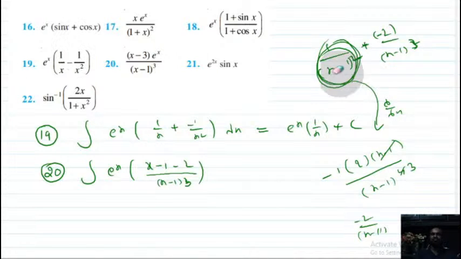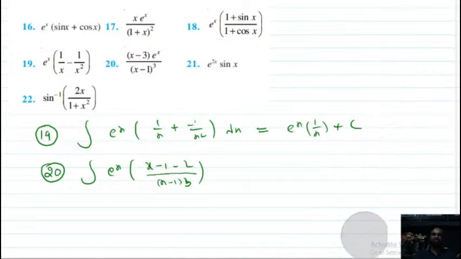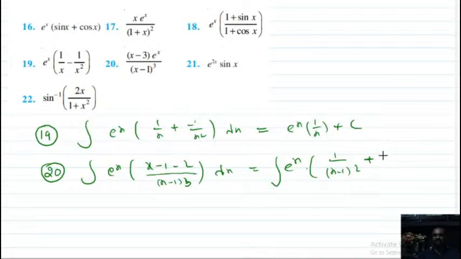So the given problem is of the form e^x into f(x) plus f'(x). Now I can directly say my answer is e^x into, let me write again: 1/(x minus 1) minus 2/(x minus 1)². So this is f(x), which automatically means this becomes f'(x). My answer is e^x into 1/(x minus 1) plus c.